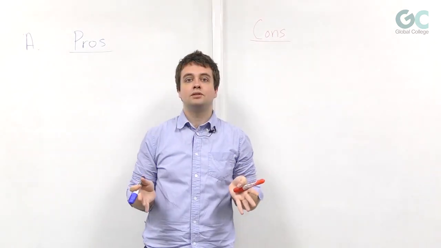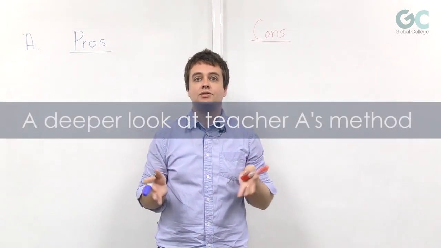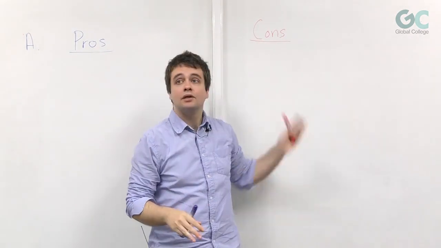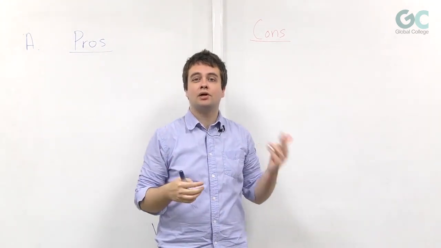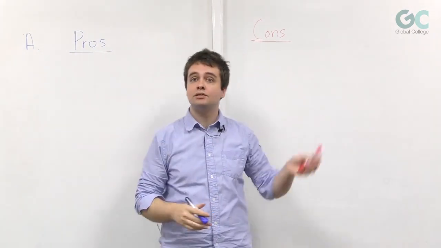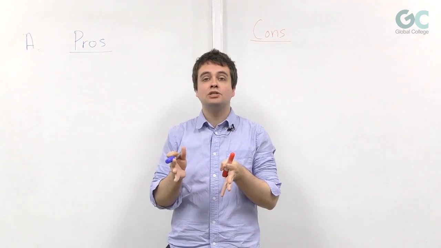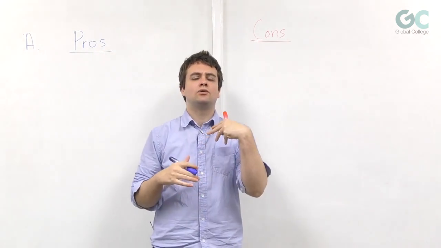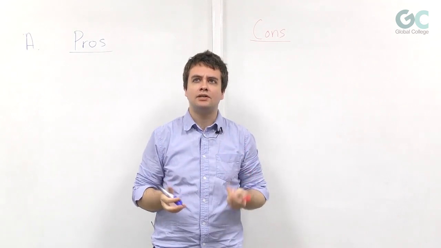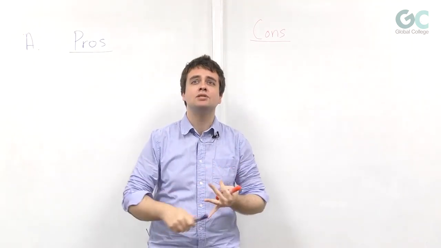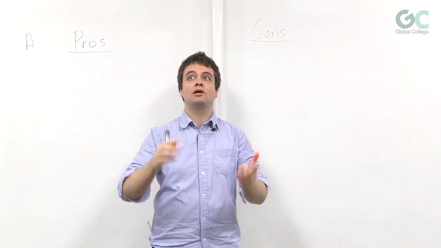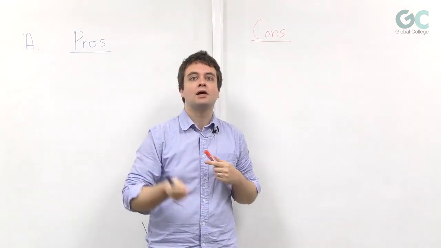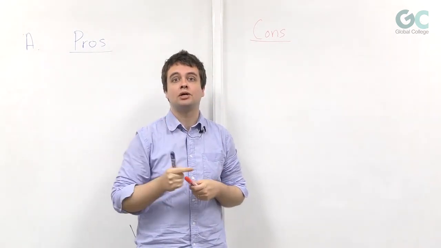Okay guys, so let's take a deeper look into these strategies here. So I've got written on the board here pros and cons. And by now you guys should know that pros and cons means advantages and disadvantages. So let's take a look at teacher A's method in more detail first. Now, just to quickly recap what teacher A said. They said, I never let my students make mistakes. If they say anything wrong, I stop them, I correct them, and I make them say it correctly. I don't want them to learn bad English from each other.